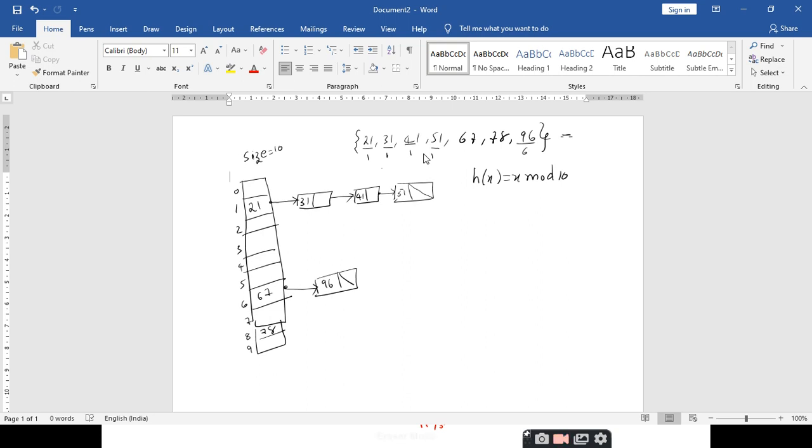Oh, sorry. Okay, let us take it as 66. Sorry, this is 66. This is how we are going to create the separate chaining. Is it clear?